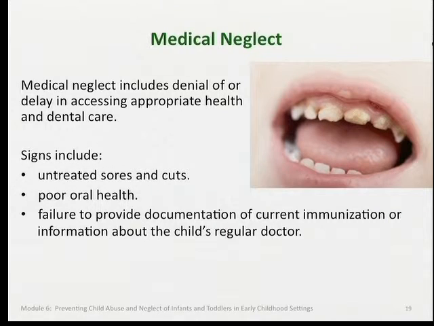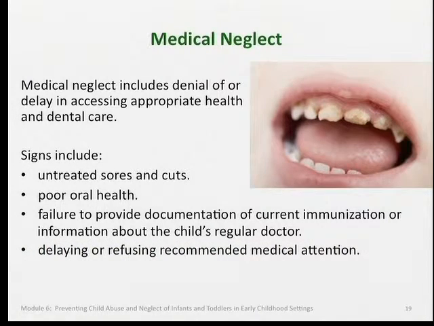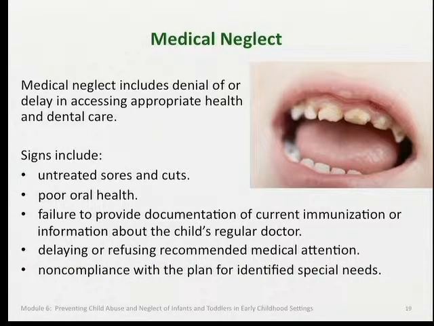Medical neglect also includes delaying or refusing recommended medical attention for illness, injury, and identified special needs. Children with identified special needs may be at higher risk because parents may not want to admit that their child has a disability or to acknowledge the extent of the disability. Although this denial may be a coping mechanism, it is still medical neglect.